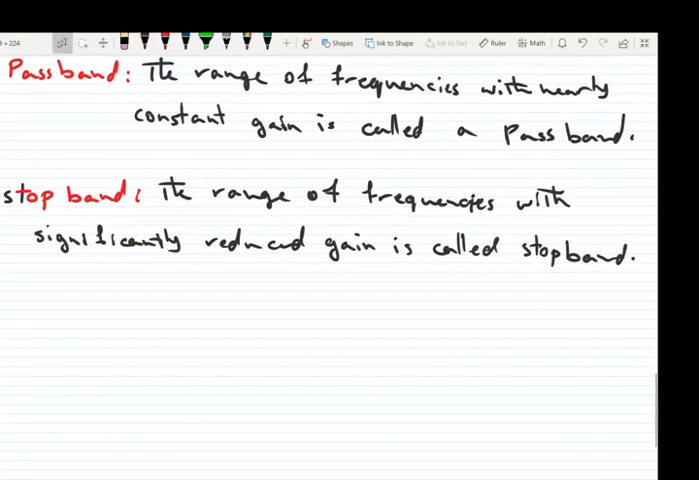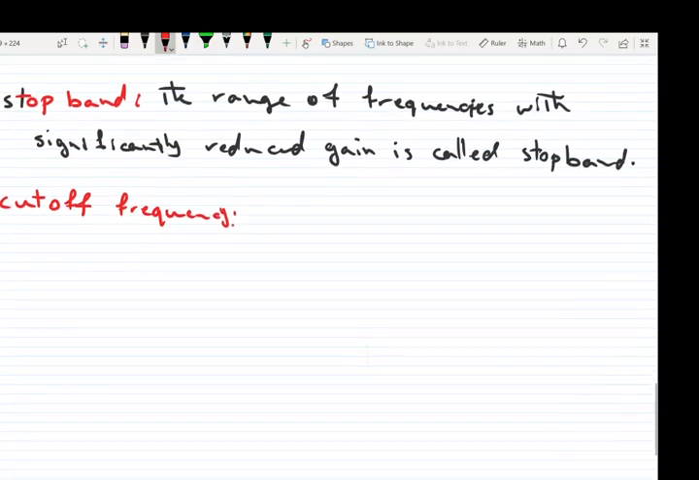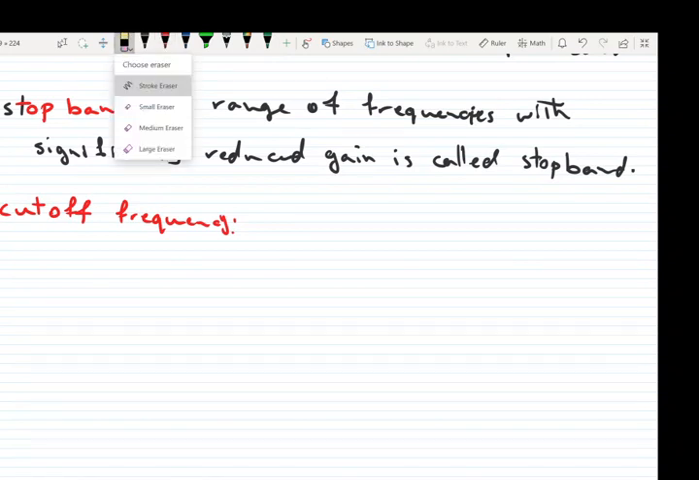We have one more definition which is called cutoff frequency. What is the cutoff frequency? The frequency associated with the transition from a passband to an adjacent stop band is called cutoff frequency. Let me write it here.